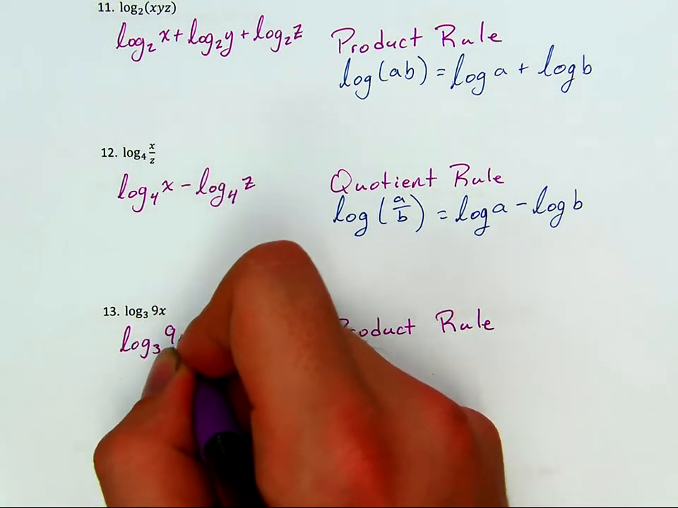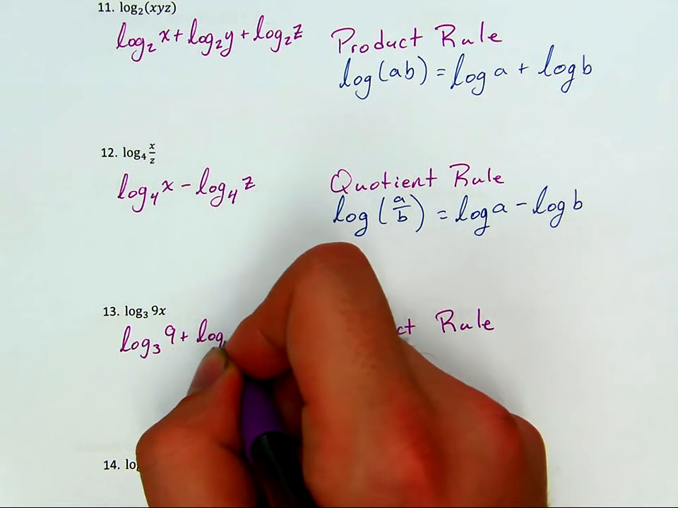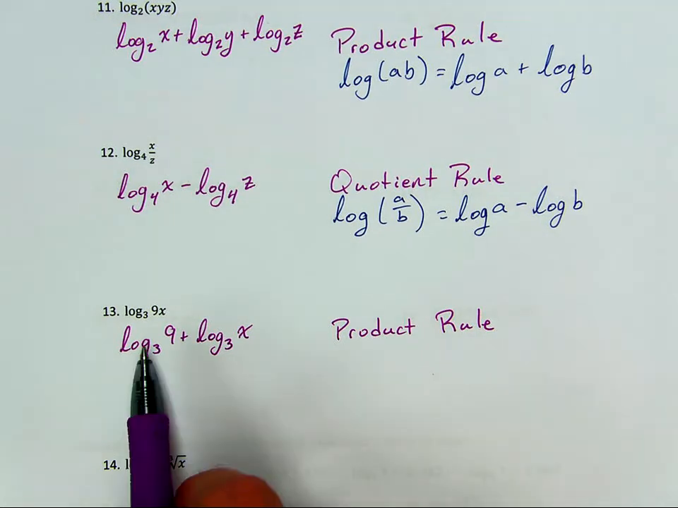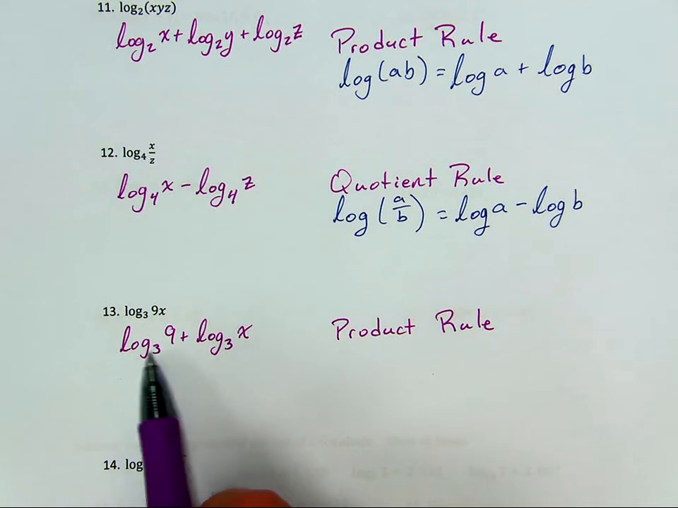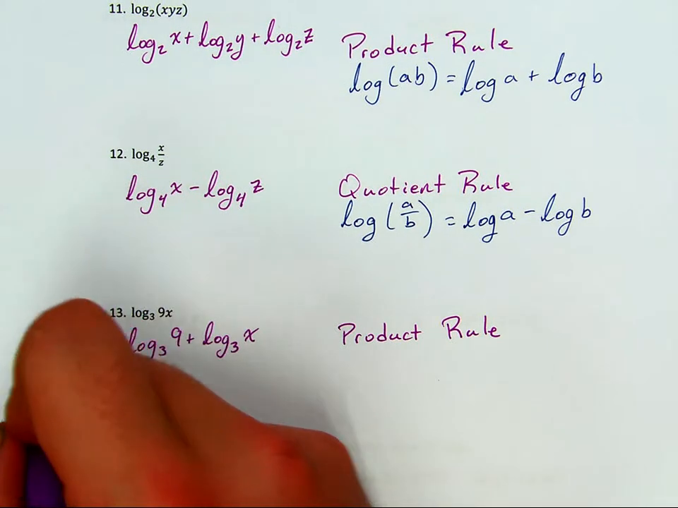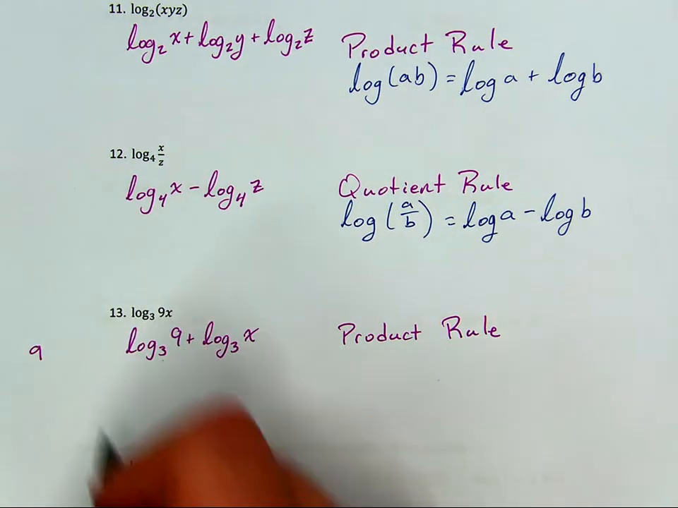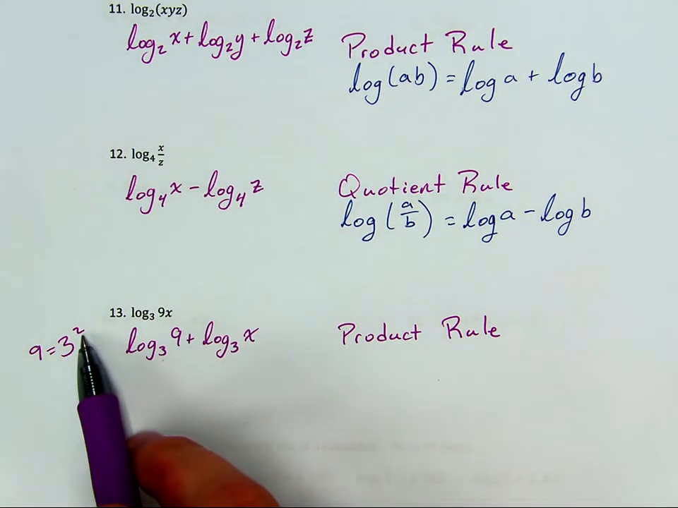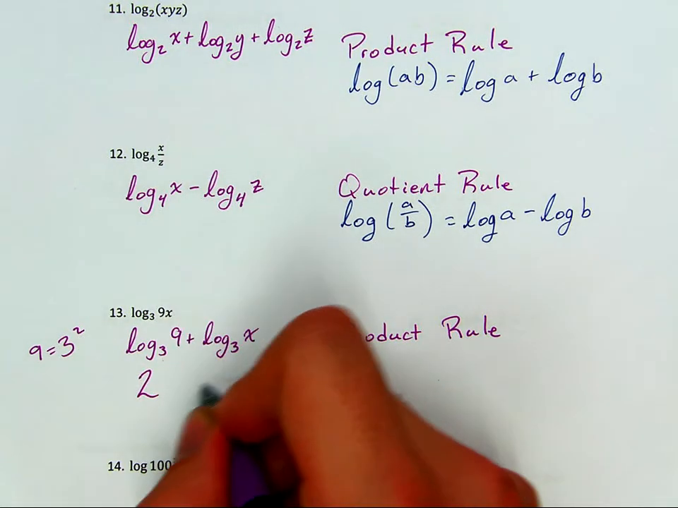Now, keep in mind that our directions say to simplify when possible. So when we're evaluating log base 3 of 9, we're thinking 3 to what power is 9? Well, we can say that 9 is 3 squared. 3 to what power is 9? In this case, 2. So that means log base 3 of 9 is equal to 2. And then we have that log base 3 of x. And then here we just simplified.